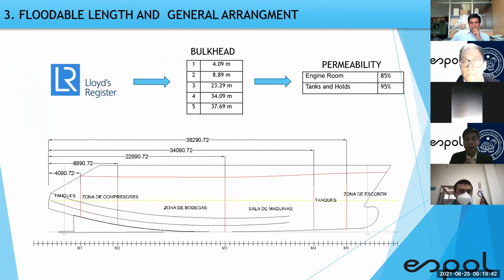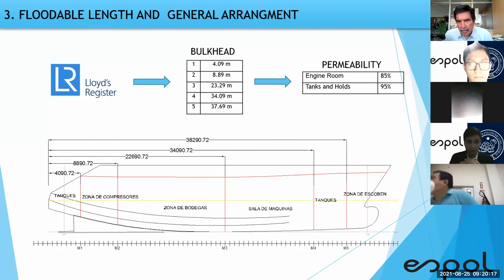About floodable length and general arrangement, to analyze the floodable length, we select the number of bulkheads according to Lloyd's Register, which is the classification society we use for this ship, and which were 5 bulkheads according to our length, less than 17 meters. We locate them according to the general distribution of similar ships with a similar length.